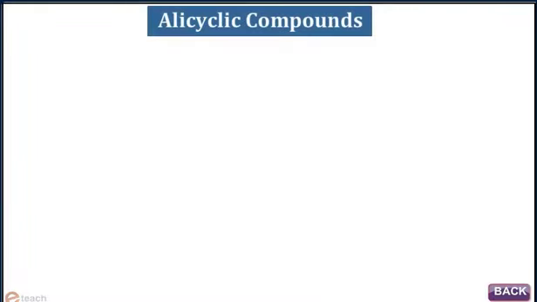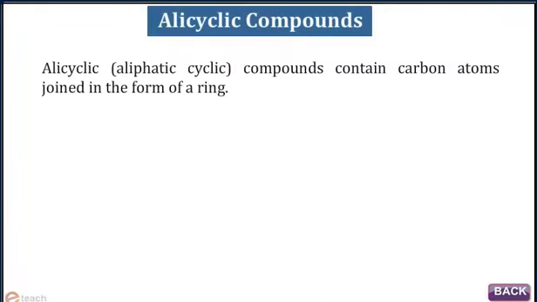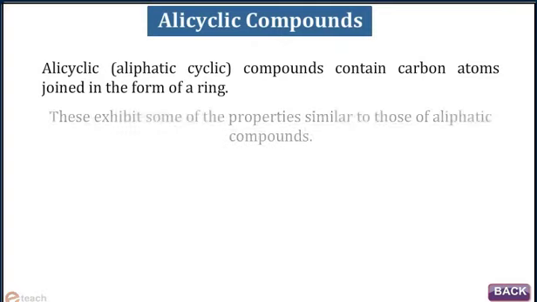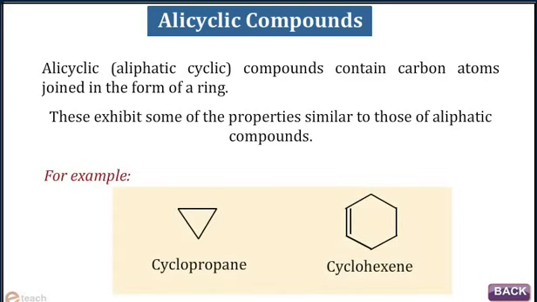Alicyclic compounds. Alicyclic compounds contain carbon atoms joined in the form of a ring. These exhibit some properties similar to those of the aliphatic compounds. For example, cyclopentane and cyclohexene.